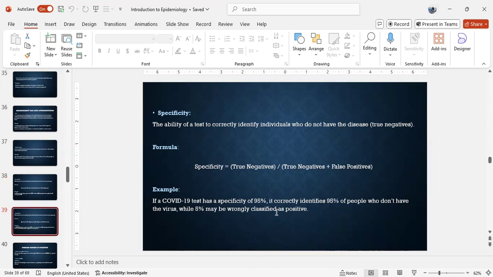Specificity is the ability of a test to correctly identify individuals who do not have the disease. The formula is true negatives divided by true negatives plus false positives. If a COVID-19 test has a specificity of 95%, it correctly identifies 95% of people who do not have the virus, while 5% may be wrongly classified as positives.